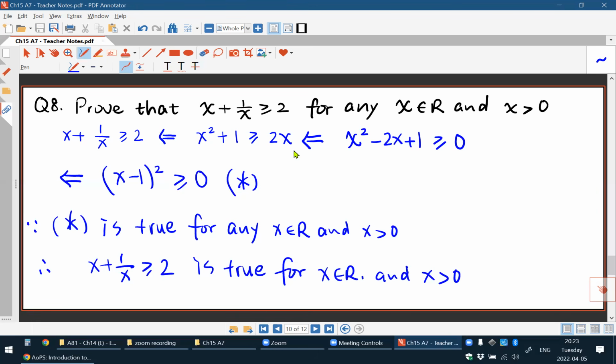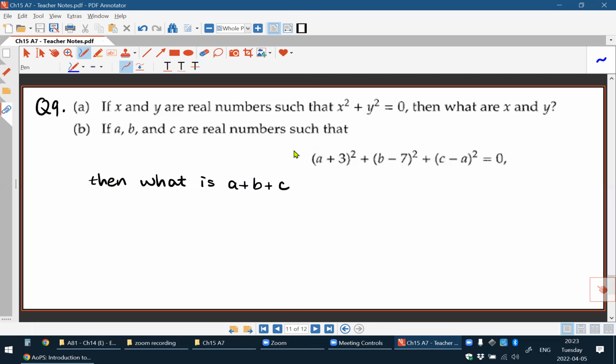Okay. All right, then let's have a look at the next one. Actually, sorry, my typo here. I lost a sentence here. Then what is a plus b plus c is the question in question B. Okay, so first of all, let's have a look at question A.